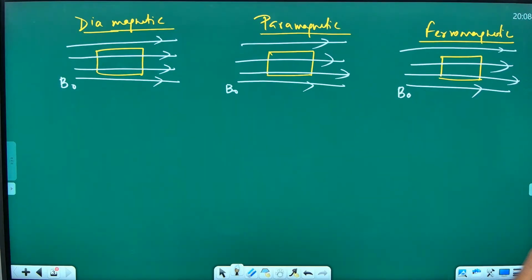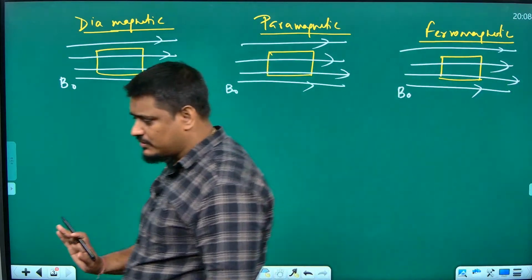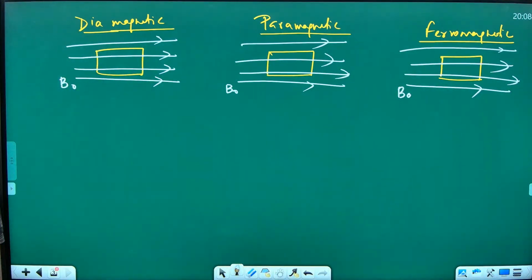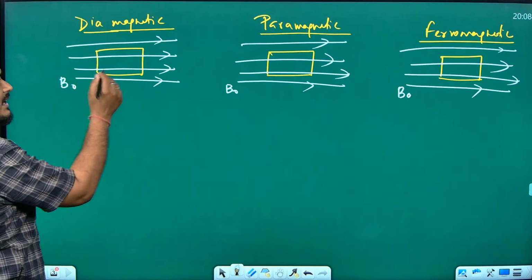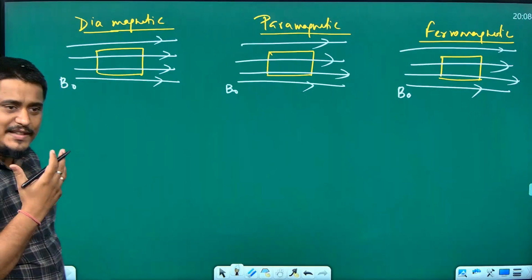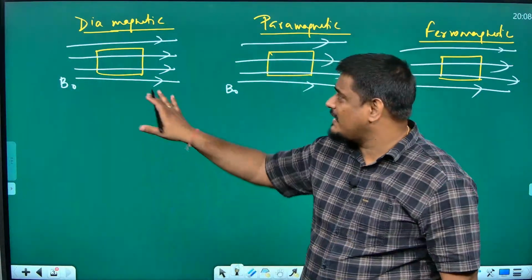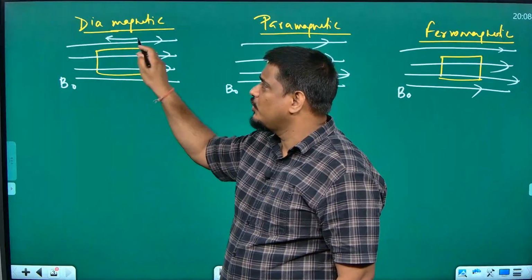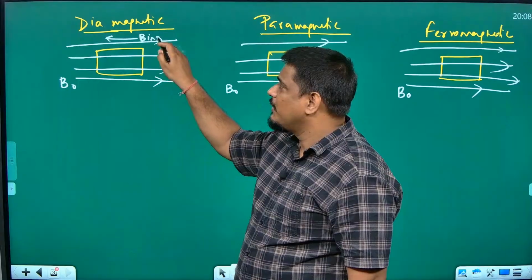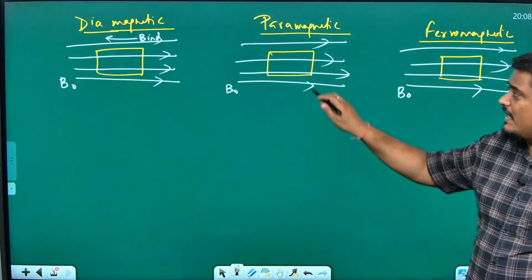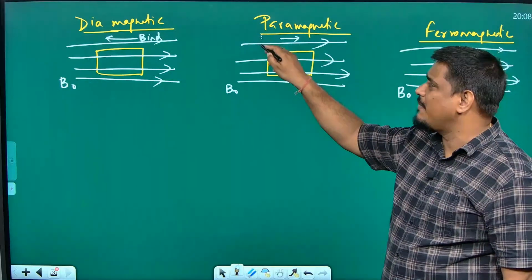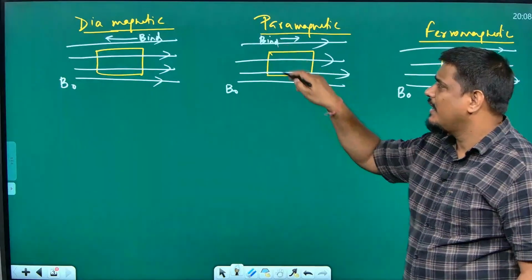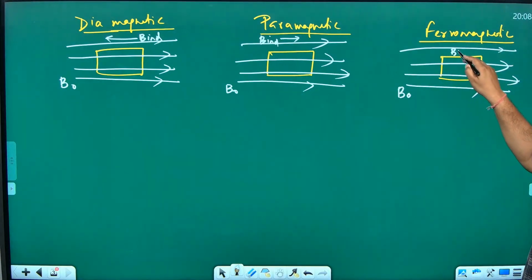Just now I told you, by the concept of paramagnetism, diamagnetism, ferromagnetism, the moment you give an external magnetic field, there will be an induced magnetic field inside, isn't it? In the diamagnetic case, the induced magnetic field will be in the opposite direction. Don't you think so? Because it is going to repel. And here the induced magnetic field is going to be in the same direction as the applied magnetic field. And here the induced magnetic field will once again be in the same direction of the applied magnetic field.